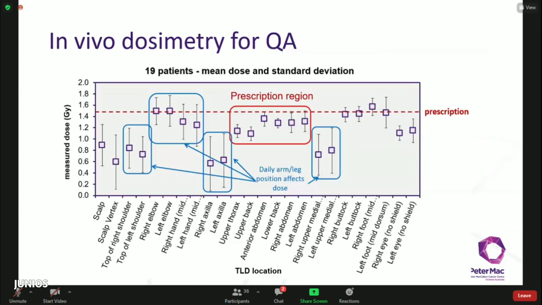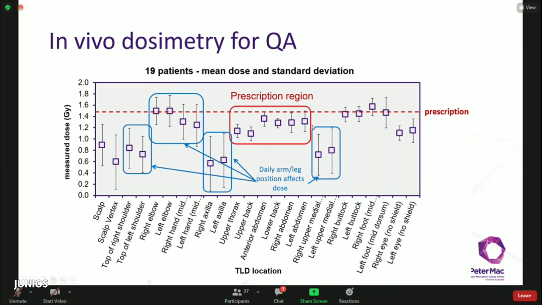So this is what it looks like to consolidate all of your in vivo dosimetry data into one place. So you can see the measured dose here in gray, and we can see the prescription region. And there is obviously a lot of variation in the dosimetry depending on the parts of the body. So the scalp and the scalp vertex, for instance, will get a cold dose. This is a known or an expected underdose. Tops of shoulders, again, they're sort of self-shielded to an extent. And these are right and left upper medial thighs, which again, depending on how wide the patient can stand their legs apart, will receive an underdose as well.